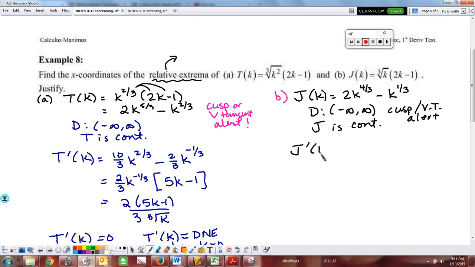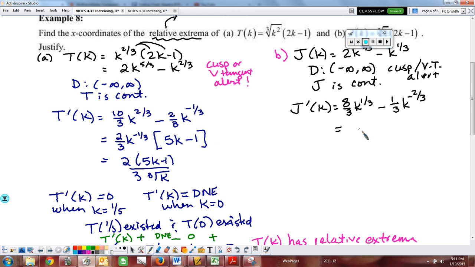So J prime of K, we take our derivative, is going to be 8/3 K to the 1/3 minus 1/3 K to the negative 2/3. Because we're going to be using our derivative to find critical values, we're going to go ahead and factor. So I'm going to pull out 1/3 K to the negative 2/3. When we do that, we're going to be left with 8K minus 1. We took the 1/3 out, so minus 1. So we're really looking at a derivative that's 8k minus 1 over 3 cube root of k squared.